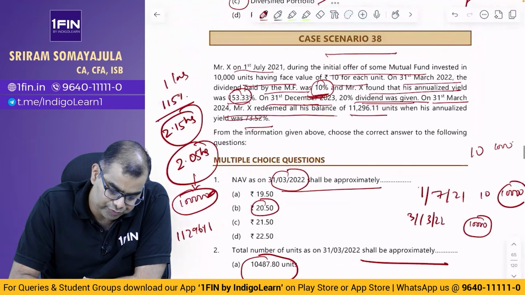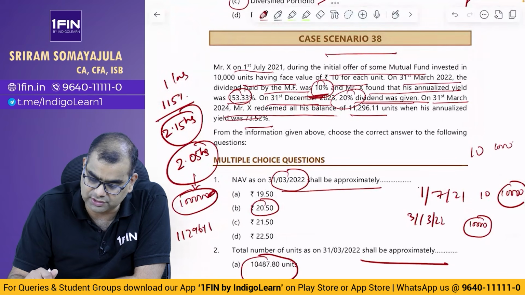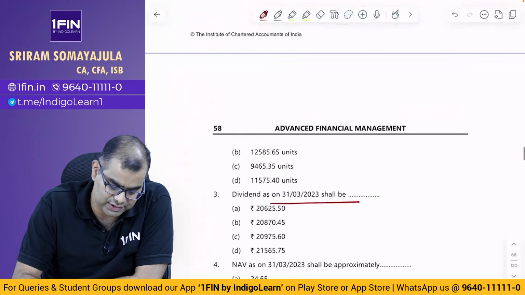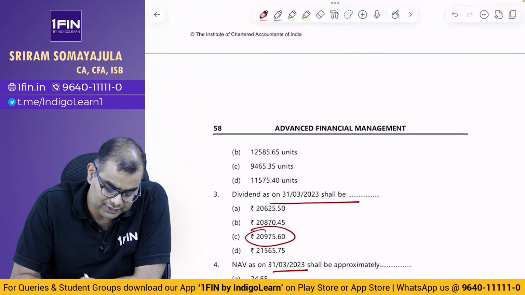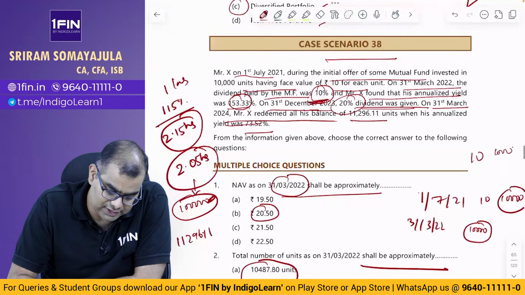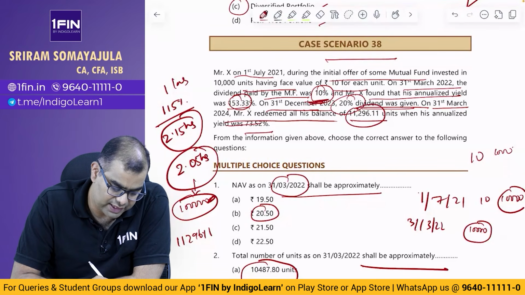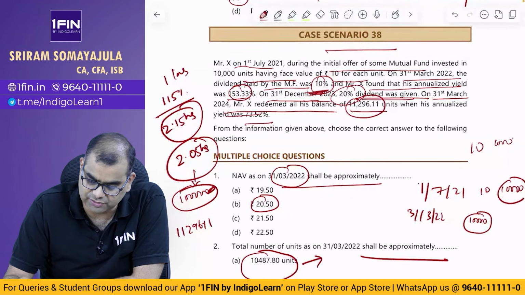Then dividend as on 31/3/23. On these units, you got 20% dividend. So 10,487.8 into 0.2 into 10 gives 20,975.6. This is the dividend that you got. And at the end of the year, he had closing 11,296 units. That is, he had an opening of 10,487, that increased to this much.